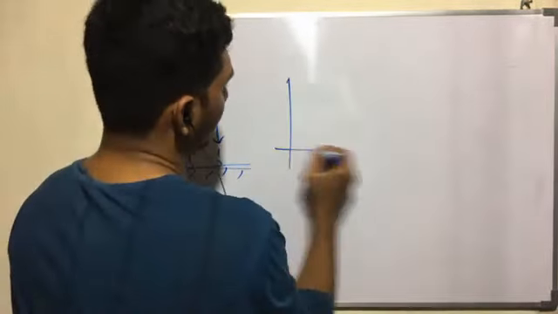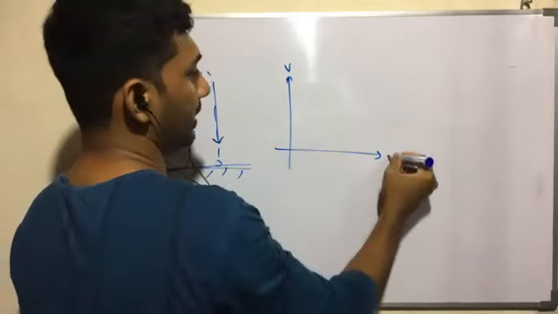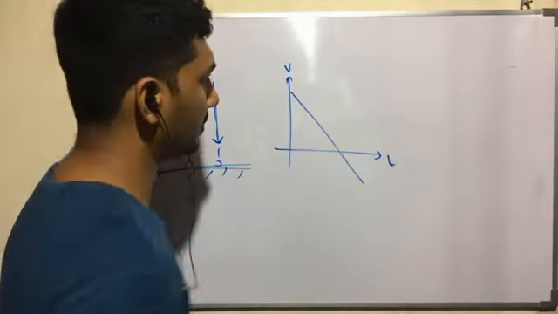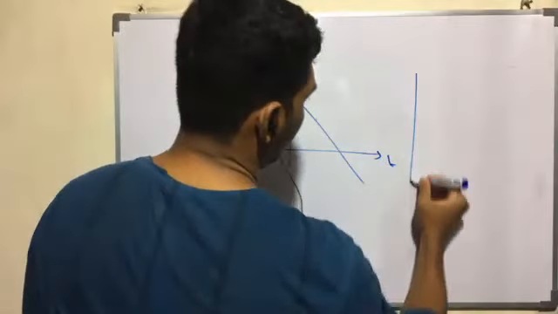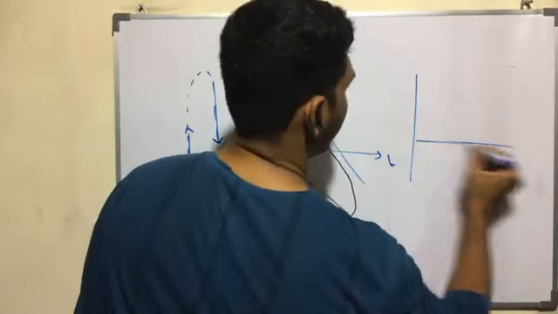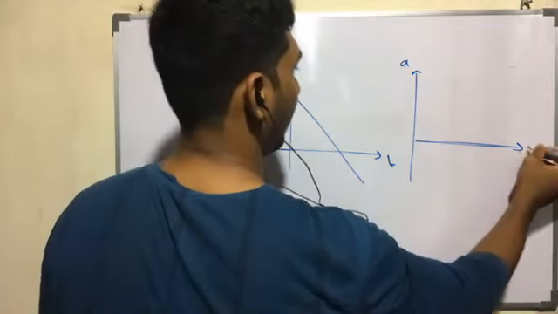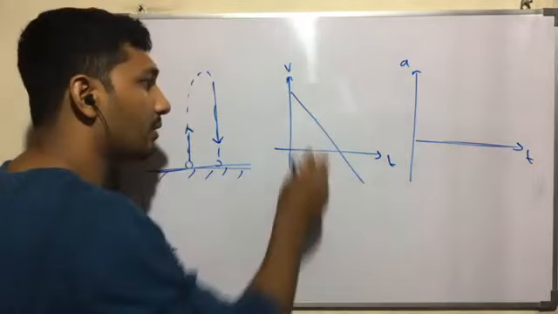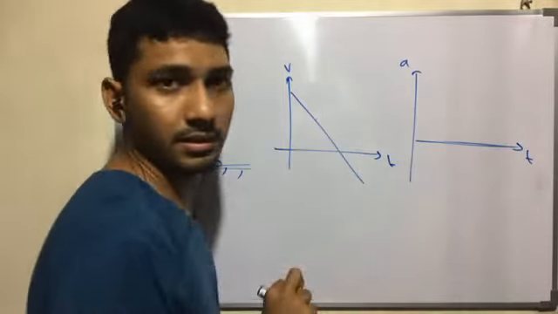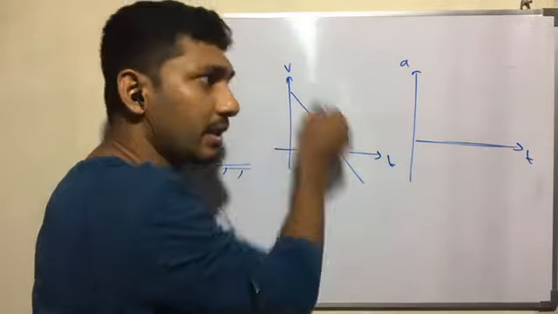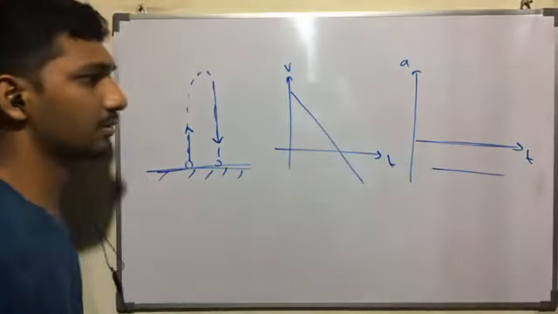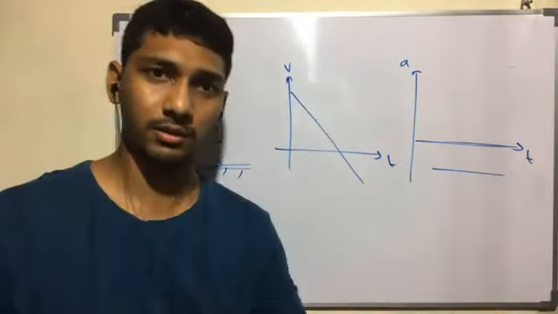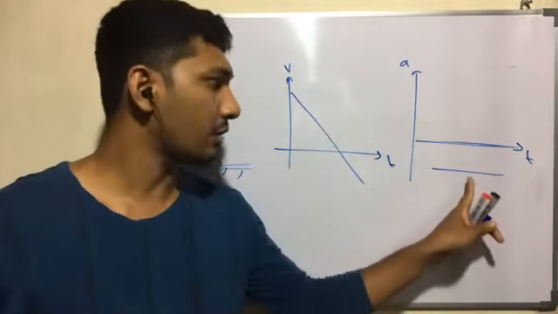So our VT graph was like this, with different directions. What about the AT graph? We have to draw the gradient of this. This gradient was negative and constant, a straight line. We already drew this, so you all know that.